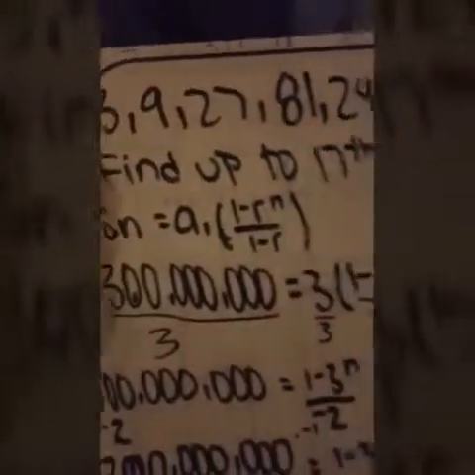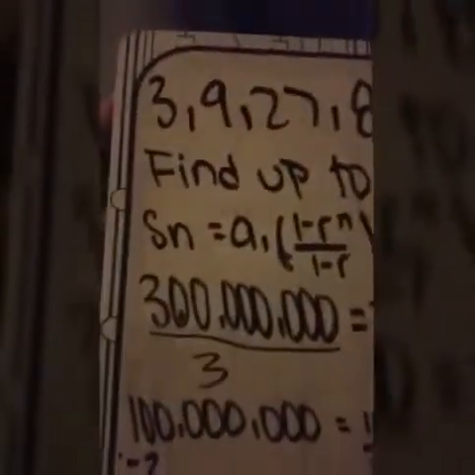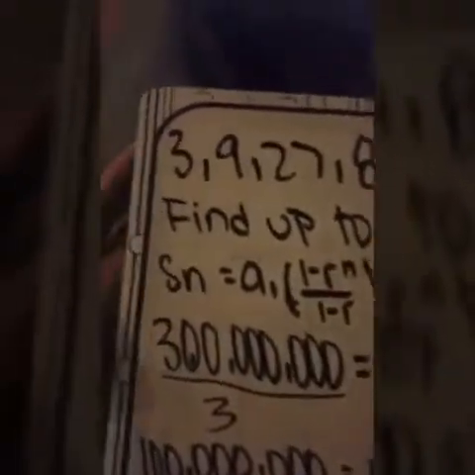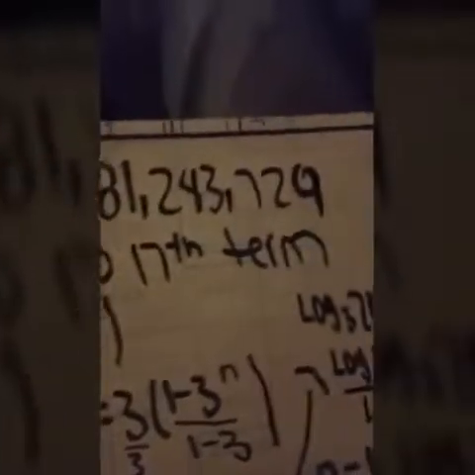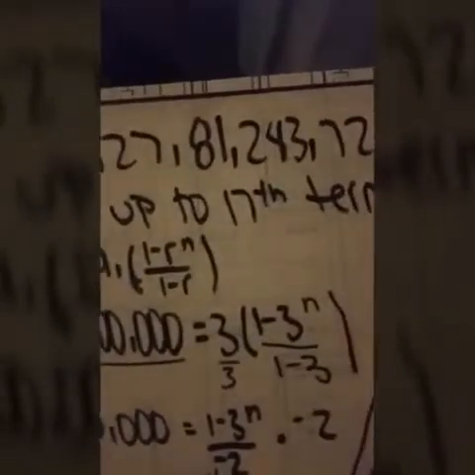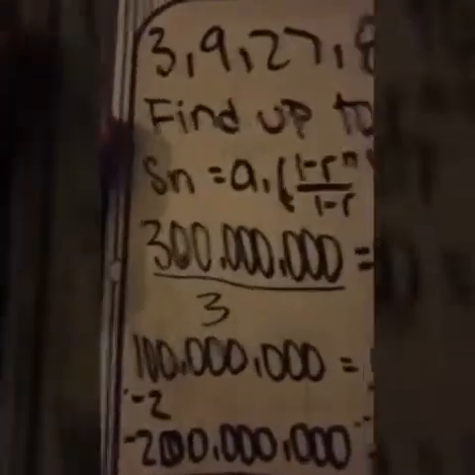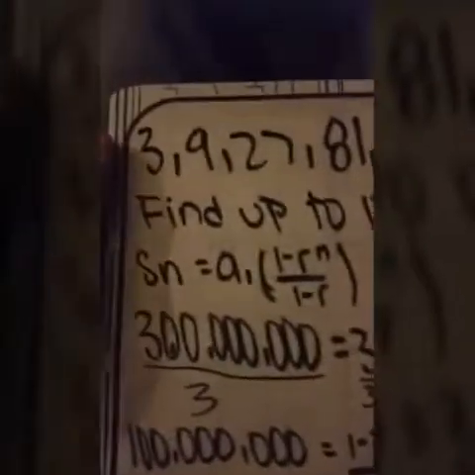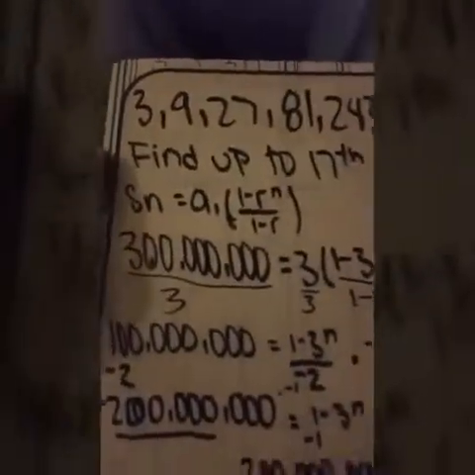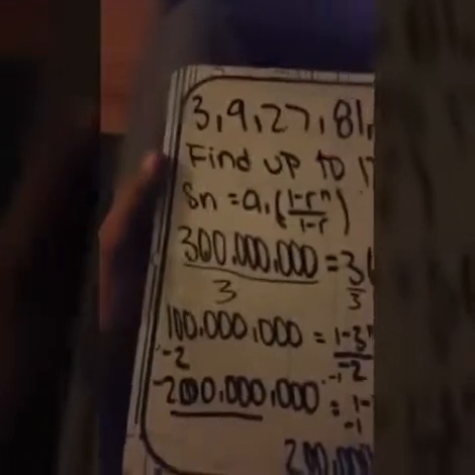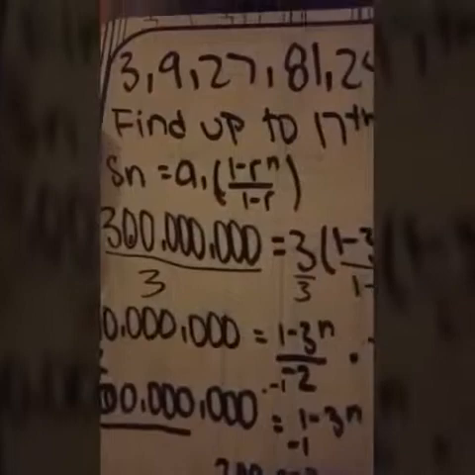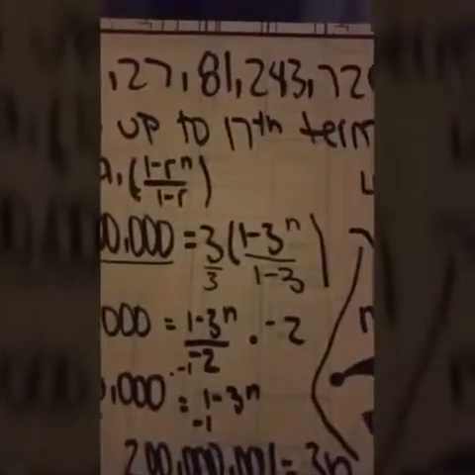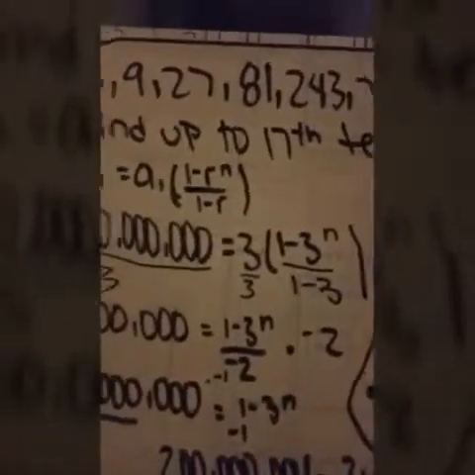This is our geometric series because you have 3 recruits and each recruit recruits 3 more people. So it'll be 3, 9, 27, 81, 243, 729. And we're trying to find the 17th term, which in this case is the round. You know it'll be geometric because you're multiplying by 3. So you will input your Sn, which is 300 million, equals 3, your starting number, times 1 minus r to the n, over 1 minus r, where r is 3.